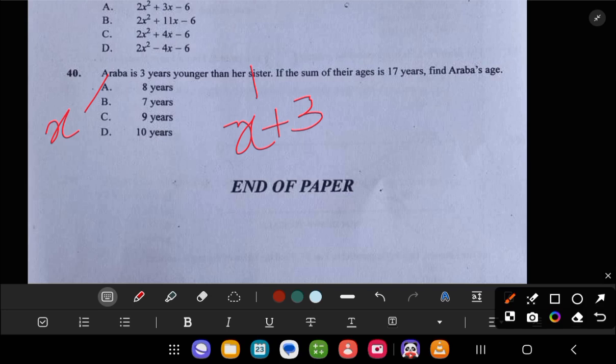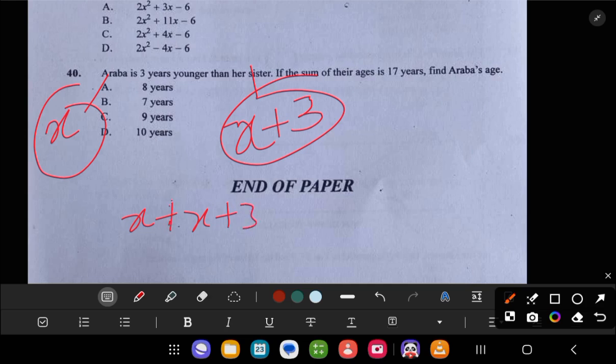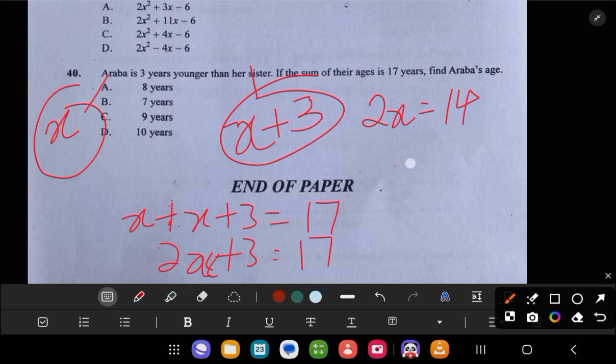Use something that you can relate to. It says, if the sum of their ages, so this plus that, x plus x plus 3 equals 17. x plus x is 2x plus 3 equals 17. So 2x equals 17 minus 3, which is 14. x equals 7. So the answer to this is B. Find Araba's age. So that's Araba. Araba is x.